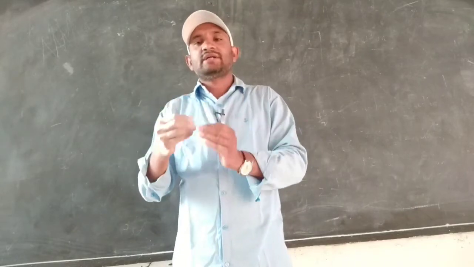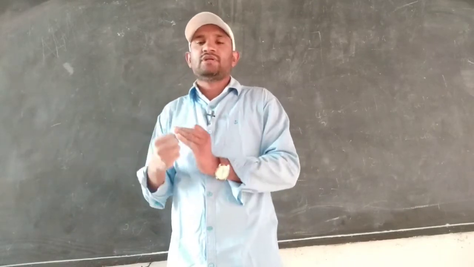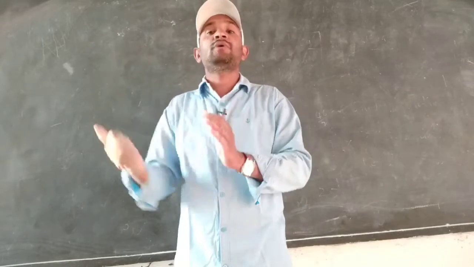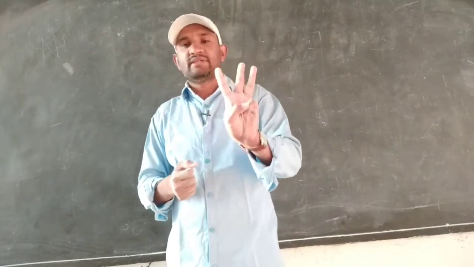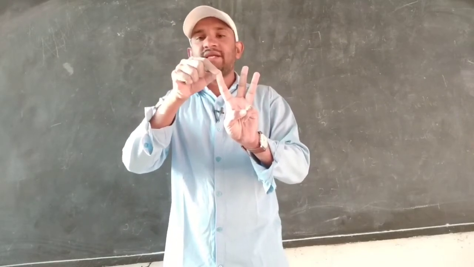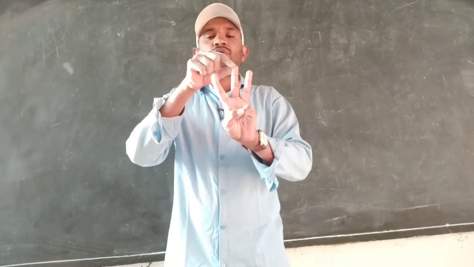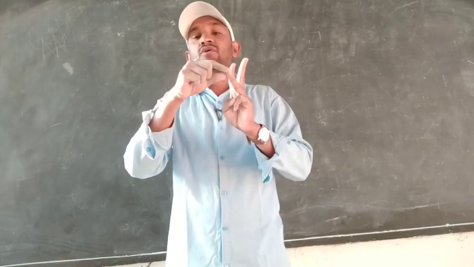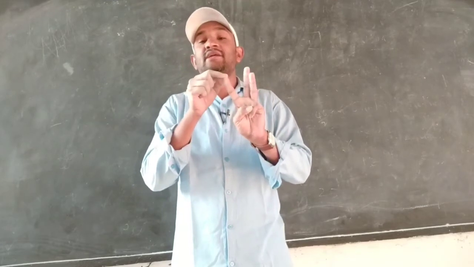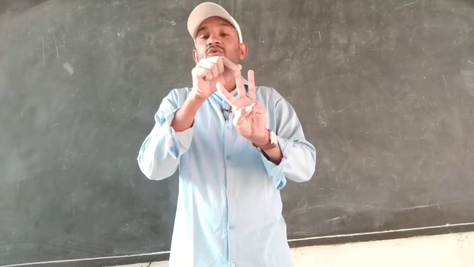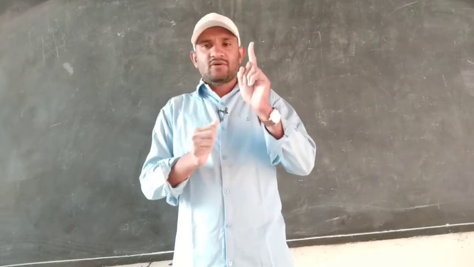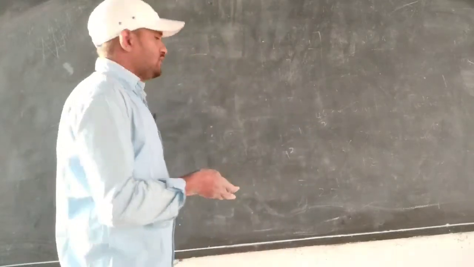Here, types of motion. How many types can we classify the motion into? Simply three types: translatory motion, rotatory motion, oscillatory motion. First one is translatory motion. Second one, rotatory motion. Third one, oscillatory motion. Translatory motion means what?